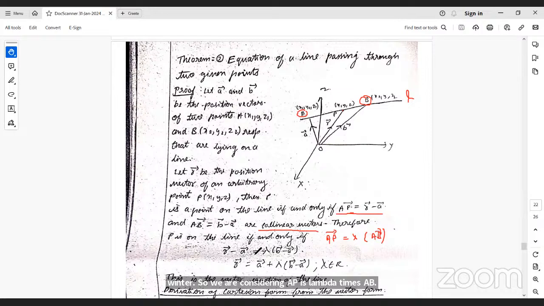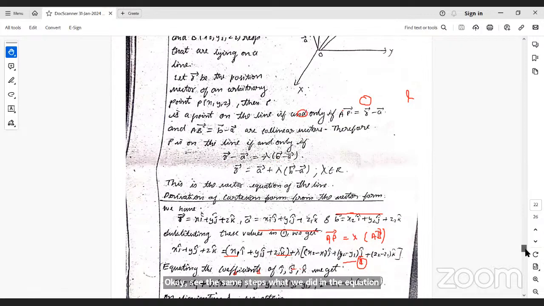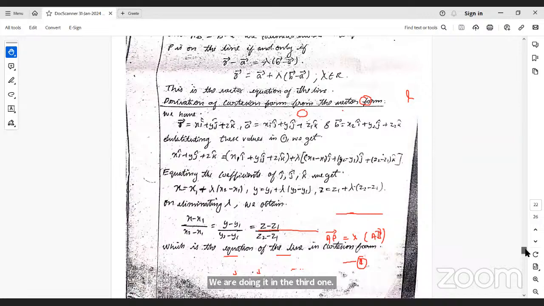So based on this, ap can be written as r minus a is equal to lambda into, again we get, b minus a. So a you shifted to the LHS, so we get r is equal to a plus lambda (b minus a), and this is nothing but the vector equation, okay. This is the vector equation. So now in this vector equation, what we need to do is same. To find it in Cartesian form, you have to substitute r in its component form, a in its component form, and then b minus a, and equate it to lambda, okay. See, the same steps what we did in theorem 1, we are doing here. So see, same steps we are doing it, okay.